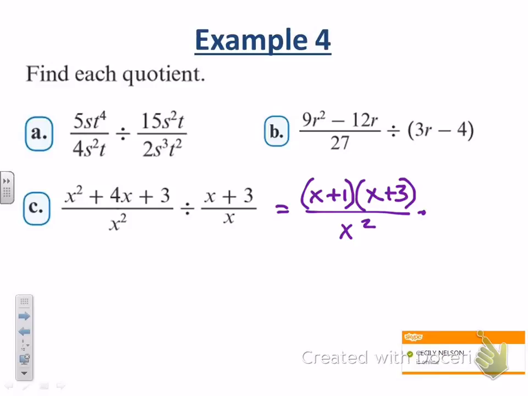All right, times x over x plus 3. Now, can anything cross cancel? The x plus 3's can cross cancel. And the x and x squared can cross cancel. Leave me with just what? x plus 1 over x. I can cancel that with those, and that leaves me with x plus 1 over x.